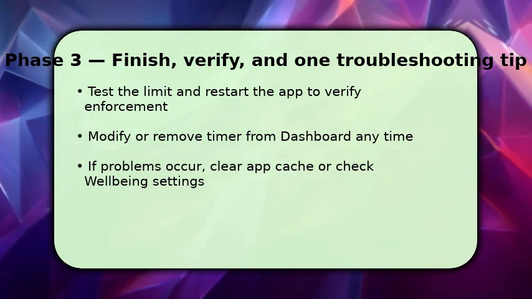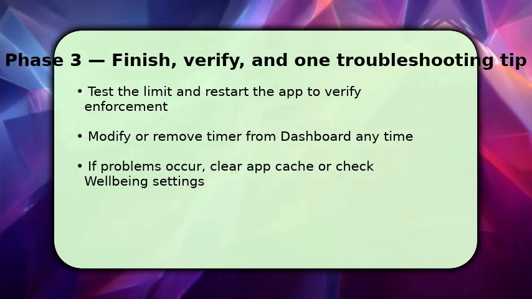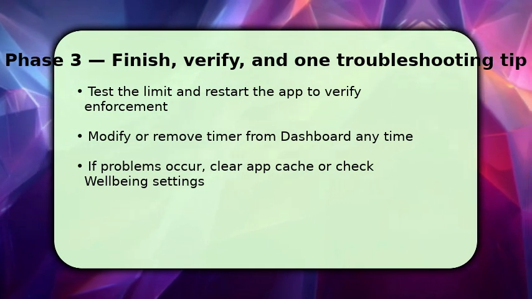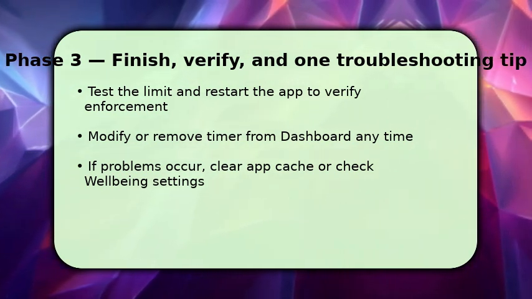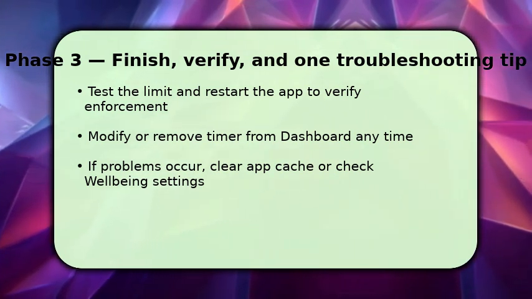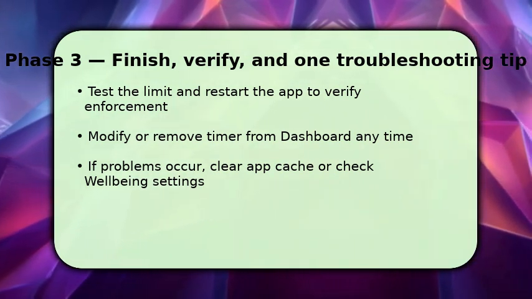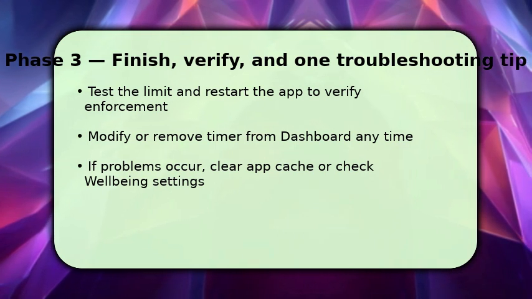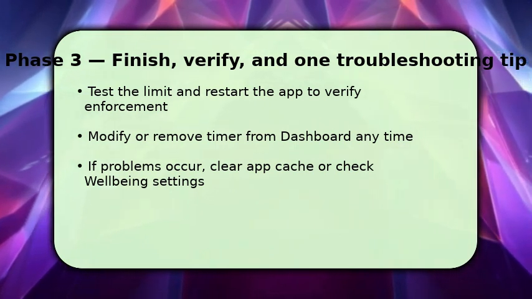To change or remove limits, return to Dashboard and edit the app timer. Changes take effect immediately. One key troubleshooting tip: if timers aren't enforcing, make sure Digital Wellbeing is up to date, clear its cache, and confirm no battery saver or admin policy is overriding app restrictions.